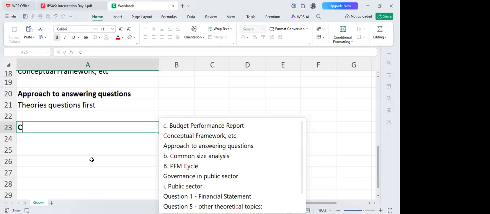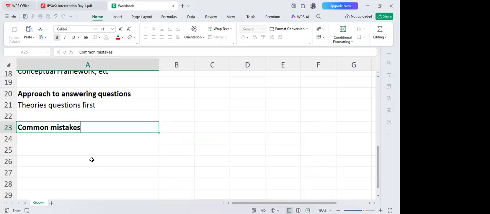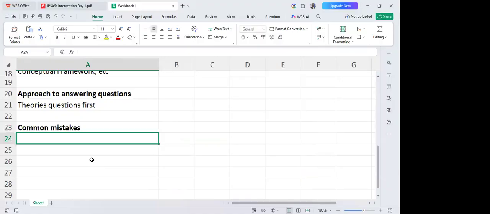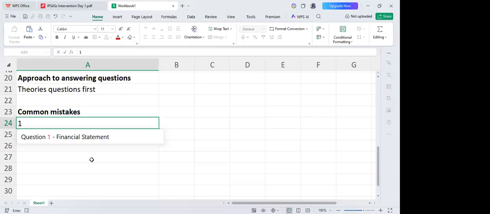Let me talk about common mistakes made by students over the years when it comes to public sector accounting and finance. Number one is when the question says explain. You may see a question like this. Let me use an example. Maybe explain the seven Nolan principles of public life, and maybe you see seven marks.